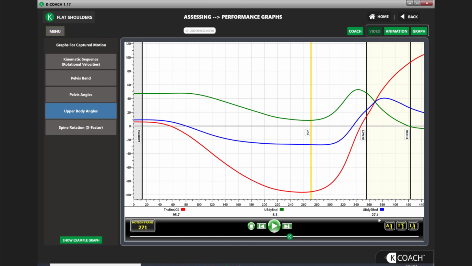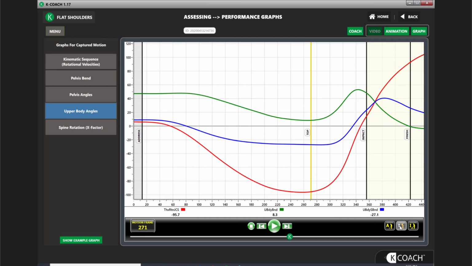That's pretty low in the big scheme of things, but how I can validate this is to look at what their upper body forward bend was at the start of the golf swing. If I go back to address, I look at upper body bend: 47.2. So we went from 47.2, and when we get to the top, we do want to see the upper body side bend somewhat around the same as the upper body bend at address. We can see here that it's 20 degrees less, which is very significant, and that's going to classify as flat shoulders.